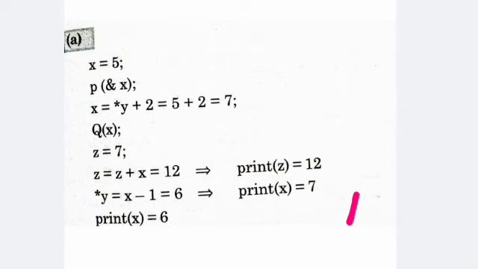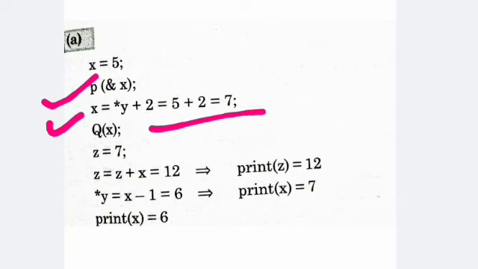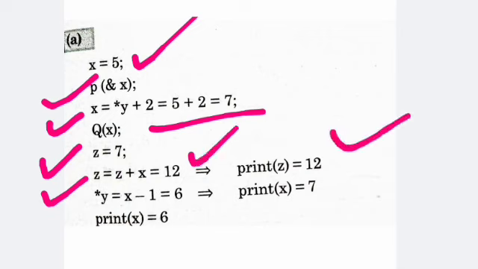So here x equals 5 in the main function and p is pointing to the address of x. Now when they call the function q, x equals pointer y plus 2, meaning the value of y, which is pointing to x, so we get 7. After calling the function q we get z equal to 7. Now putting in the expression z equals z plus x, it is going to be 12, and then it prints this 12.